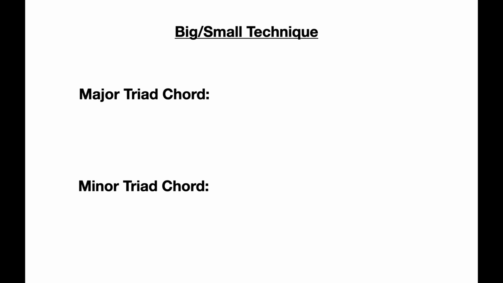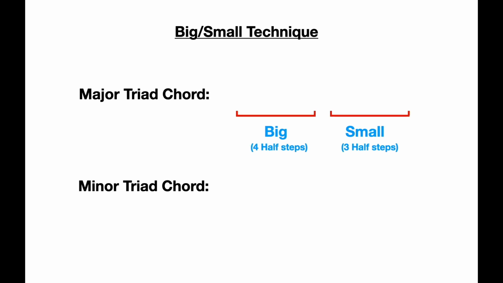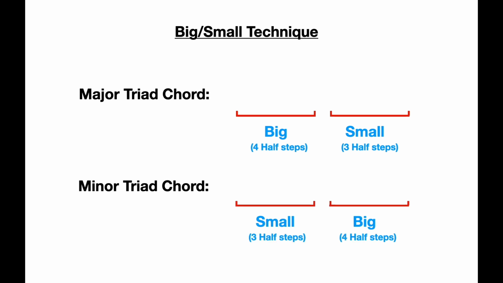Now, the reason we call these triad chords is because they've got 3 notes in them. There's a lot of chords out there that have 4 or more notes in them. So we want to start with the very basic chords, which is the major triad chord and the minor triad chord. And using the big small technique to build these chords is really simple. A major chord is just a big interval followed by a small interval, and a minor triad chord is the other way round. So it's the small interval followed by the big interval, and this is how we remember it.